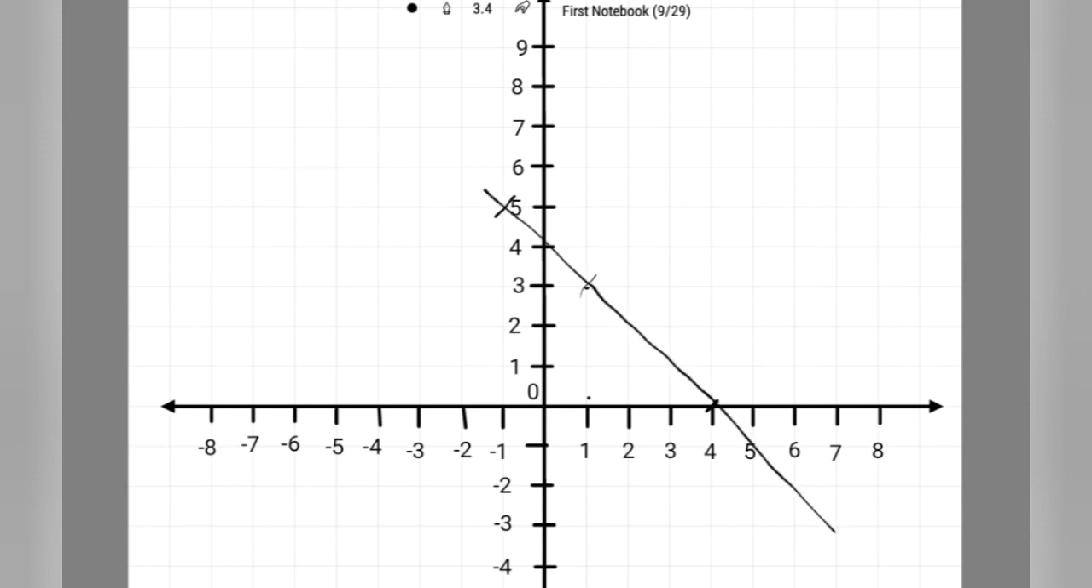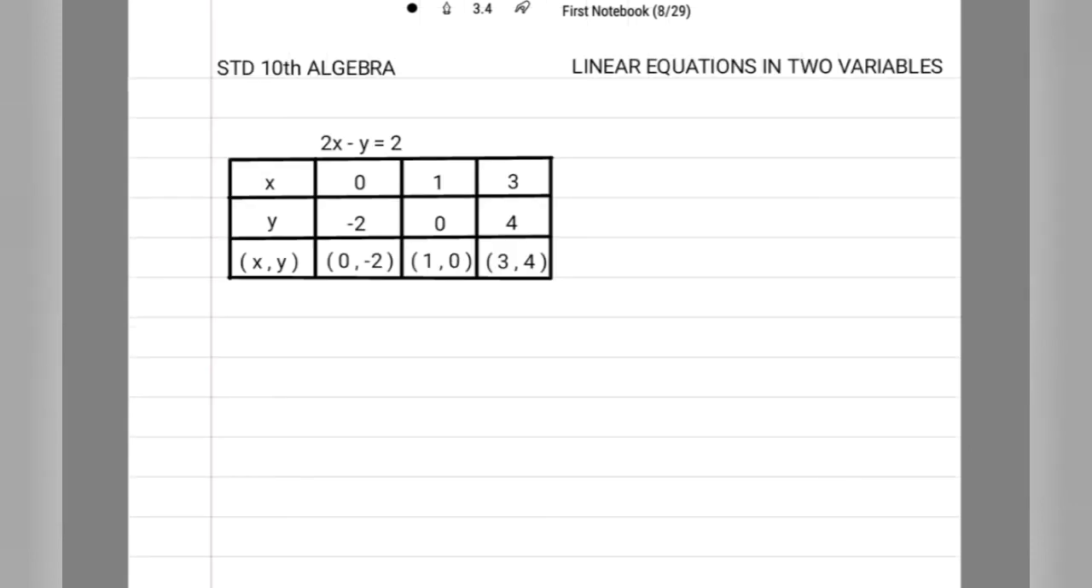So I just draw this line. It is not that perfect, but I have tried. So this is the line x plus y is equal to 4. Okay. Now we have to plot the other line, that is 2x minus y is equal to 2.